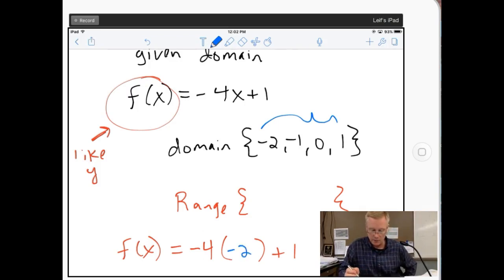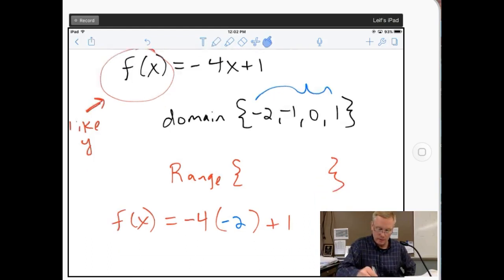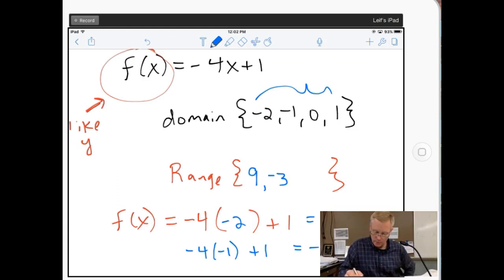So if I plug in -2 here, I get -4 times -2 is +8, and 8 plus 1 is 9. If I take -4 times -1 plus 1, I'll get the next one. I'm just taking that one and plugging it in. And I got -4 plus 1 is -3. Oh, this should have been negative. Did I make a mistake? No, I messed this one up. -4 times -1 is +4, which gives me 5.